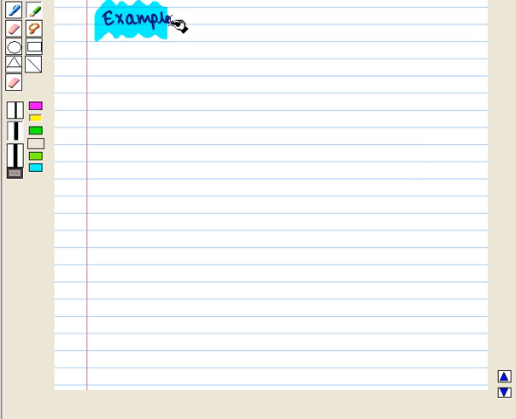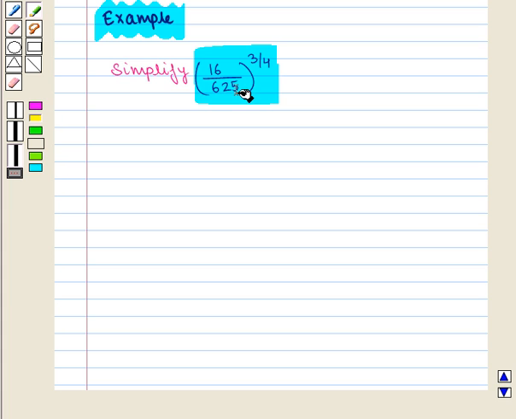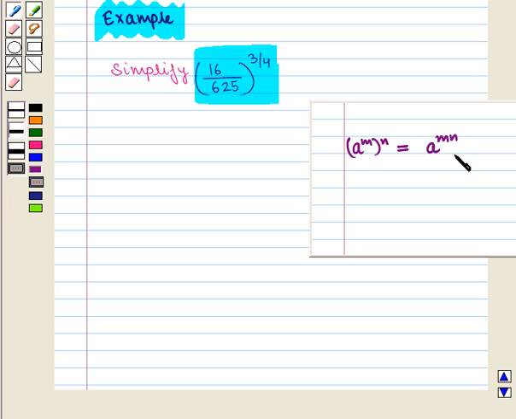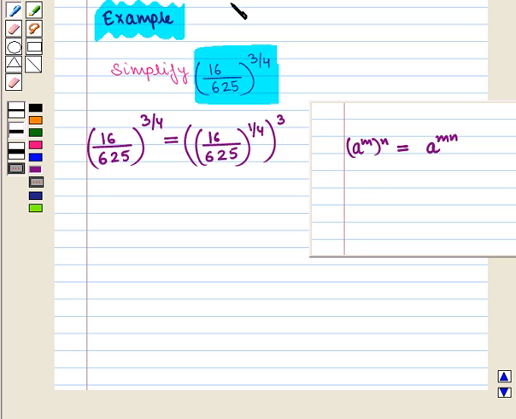Now here, let us discuss an example. Simplify 16 upon 625 whole raised to power 3 by 4. Now using this property of rational exponent, we can write 16 upon 625 whole raised to power 3 by 4 as 16 upon 625 whole raised to power 1 by 4 whole cube. Here we have used this property, that is, a raised to power m whole raised to power n is equal to a raised to power mn.